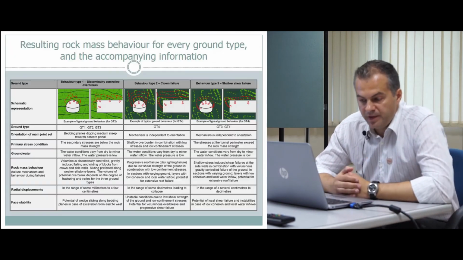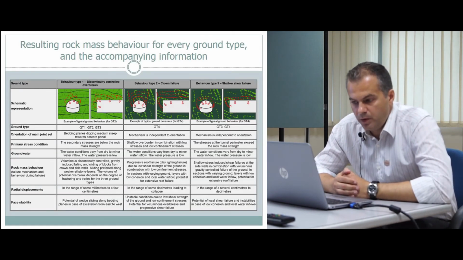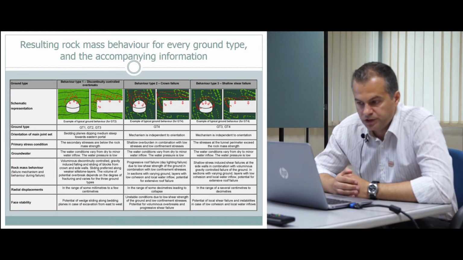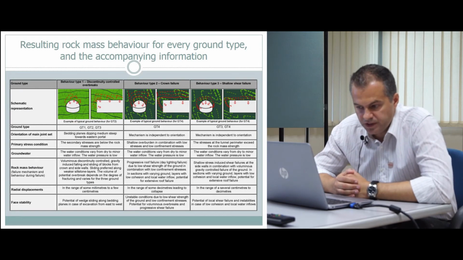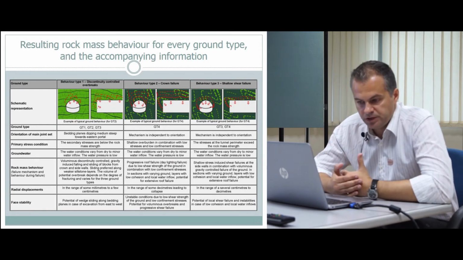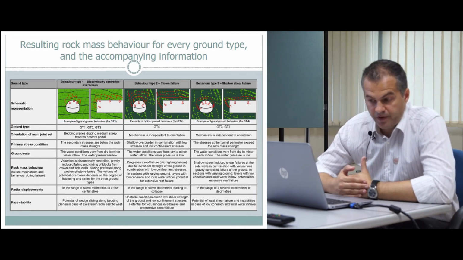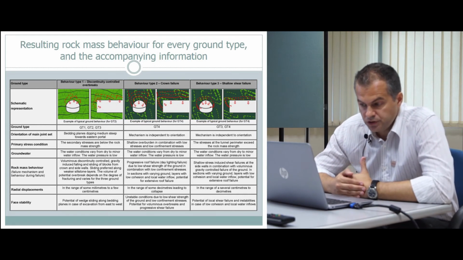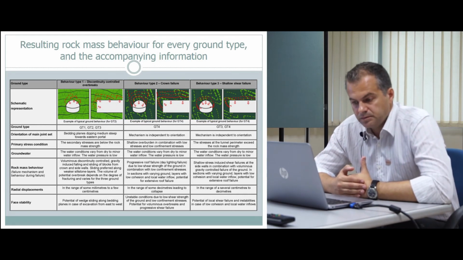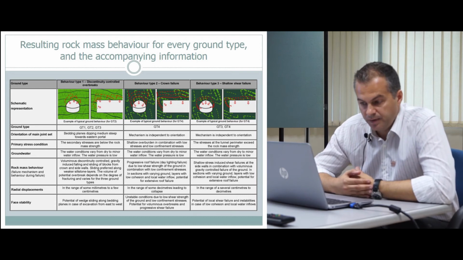So in the first behavior type, where we have these discontinuity controlled overbreaks, the bedding planes dipping medium steep towards the eastern portal are very crucial. And then the orientation of the main joint sets is independent of the orientation of the primary stress conditions. How they are related to these behavior types: the secondary stresses are below the rock mass strength in the first behavior type.